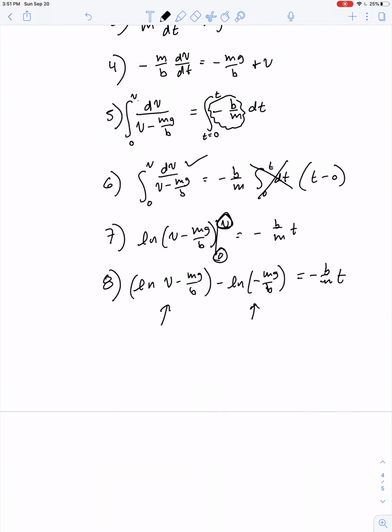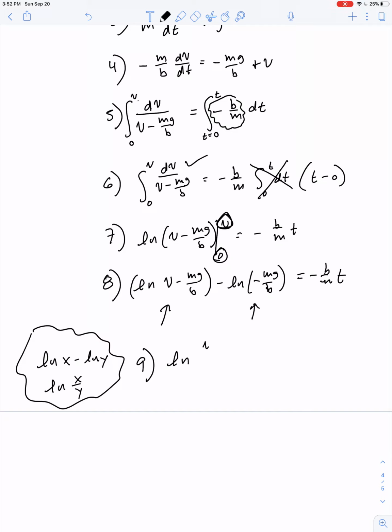Well, you should know that the difference in any two natural logs is the natural log of the quotient. For example, the natural log of x minus the natural log of y is the natural log of x over y. So we'll take advantage of that to simplify our result. And we have the natural log of v minus mg over b divided by negative mg over b is equal to negative b over m t.